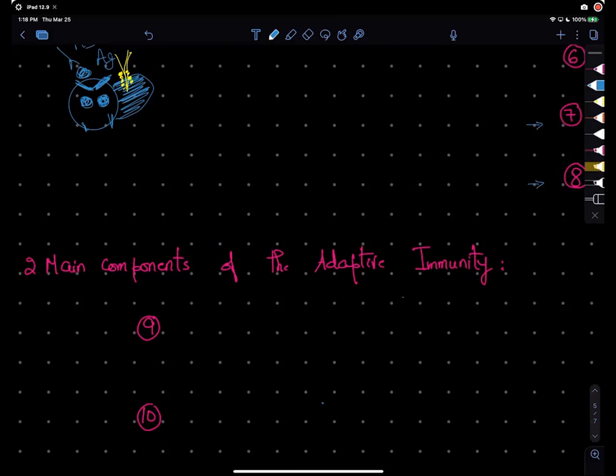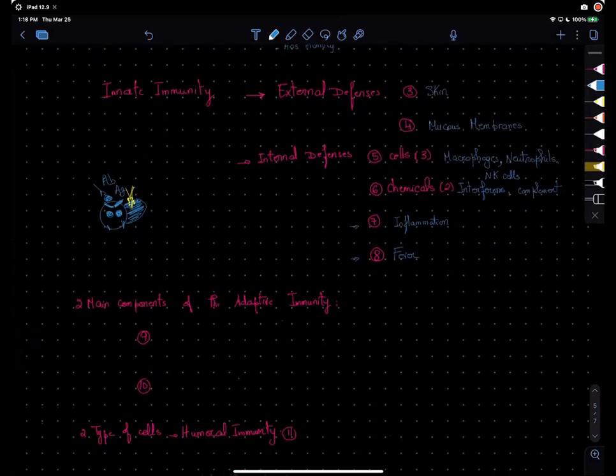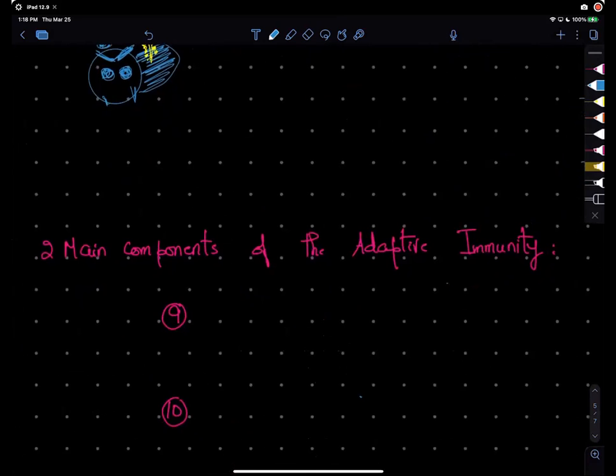So, what are the two main components of the adaptive immunity? So, discussing all the different components of the innate immunity. What are the two types of adaptive immunity? Yeah, humoral immunity, exactly, and cellular immunity. All right, so do you remember another name for the humoral immunity?